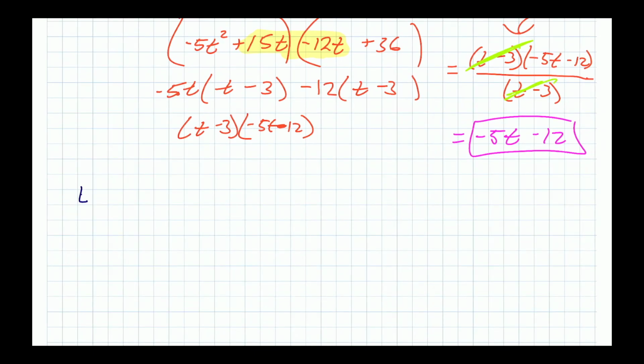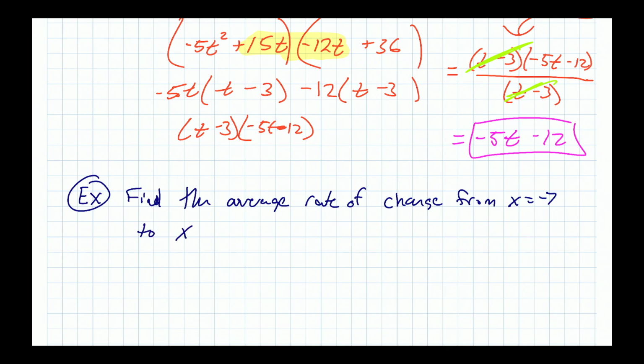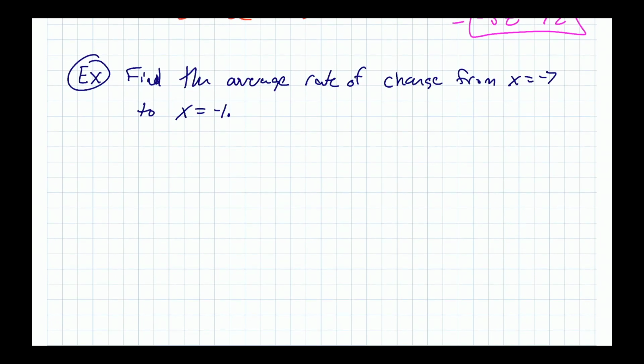Now, another thing you're going to have to do is you're going to have to do the same thing using tables of data. So same type of question here. So let's see, find average rate of change. This one's going to have numbers. So from x equals minus 7 to x equals minus 1. But then rather than giving you a function or a graph, what they're going to do is they're just going to give you a table of values.